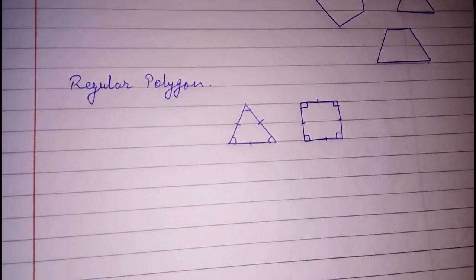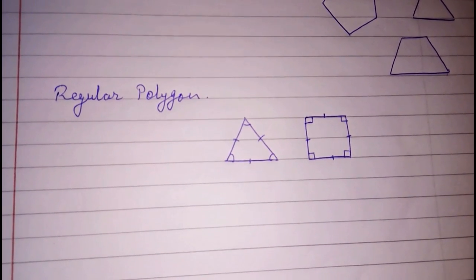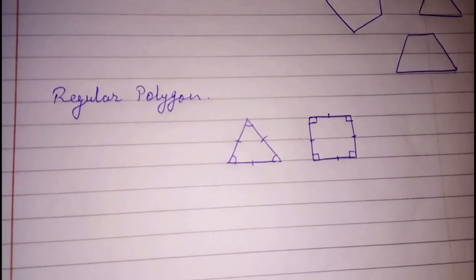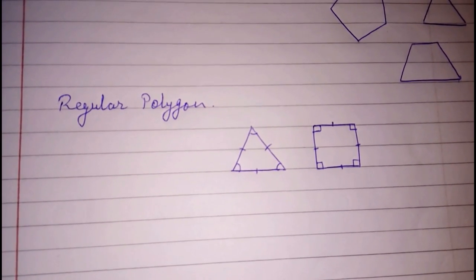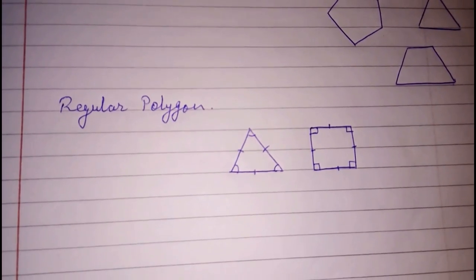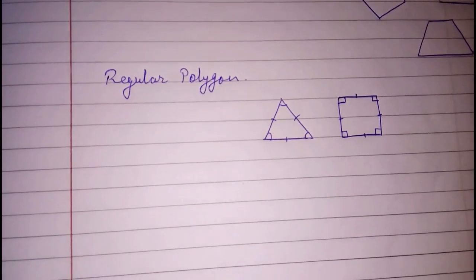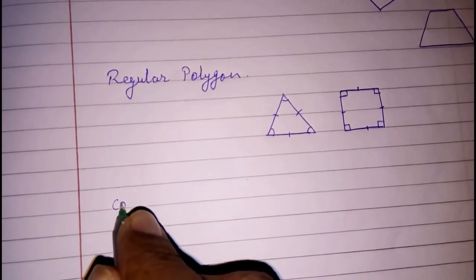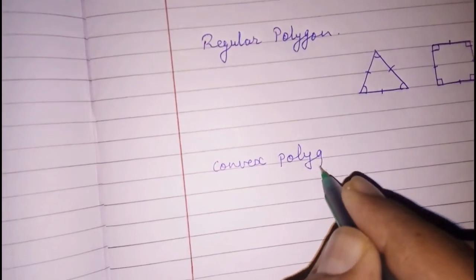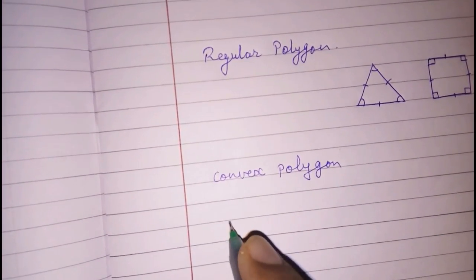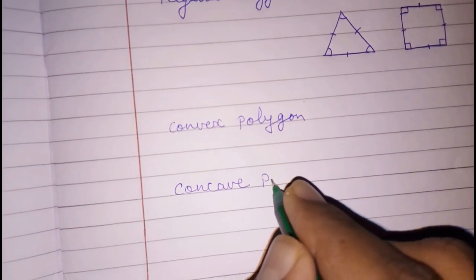If a polygon has only all its sides equal and not its angles, then we can call it an equilateral polygon. And if only all angles are equal, then we can say it is an equiangular polygon. Now again it is divided into two types, convex polygon and concave polygon.